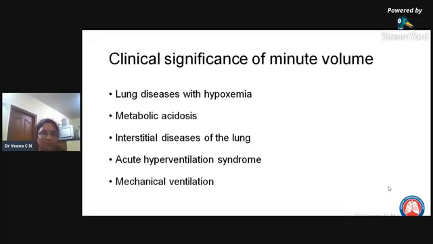Interstitial diseases of the lung enhance the stretch receptor response, leading to rapid and shallow breathing. Congestive cardiac failure also produces a similar effect. This could be partly due to decreased lung compliance, but also may be a result of stimulation of J receptors, which are right next to the capillaries.